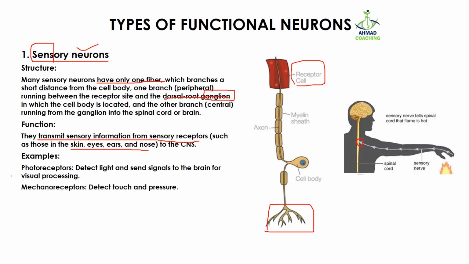Examples of sensory neurons include photoreceptors. Photo means light. So these receptors detect the light and send signals to the brain for visual processing, so that you can see what actually is in front of you. Similarly, receptors are also present in the skin which are related to touch and pressure, and they are known as mechanoreceptors. Anything you are touching, whether it's soft or rough, you can feel it because the sensory neurons present in your skin send signals to the central nervous system, so that you can feel what kind of texture that material has.